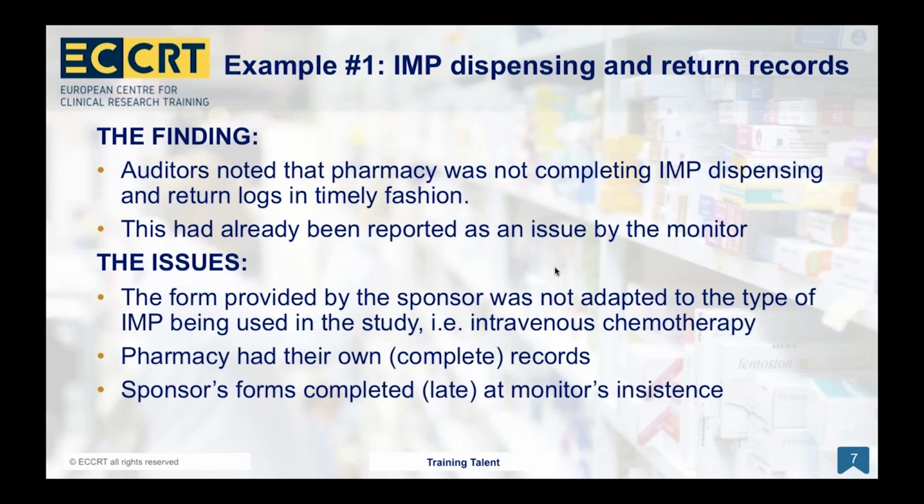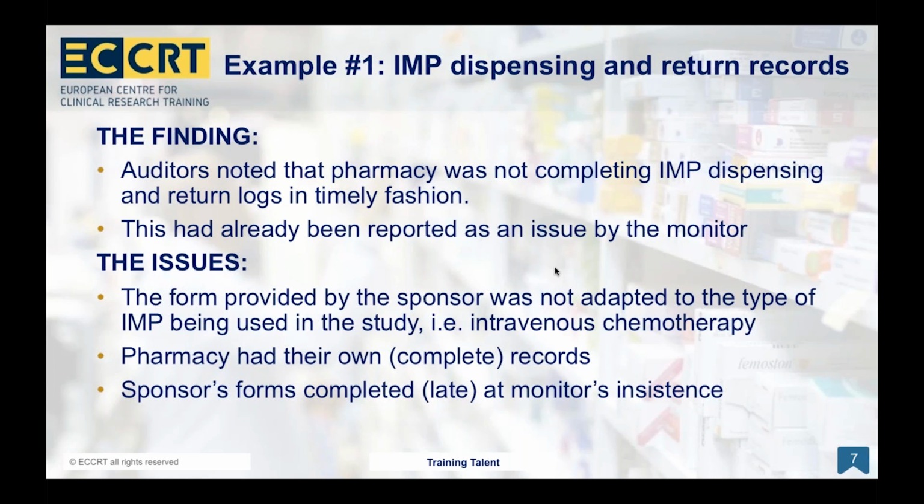The first example concerns investigational medicinal product, IMP, dispensing and returns. In this case, the finding was that the pharmacy was not completing IMP dispensing and return logs in a timely fashion. And the monitor had actually already reported this as an issue.